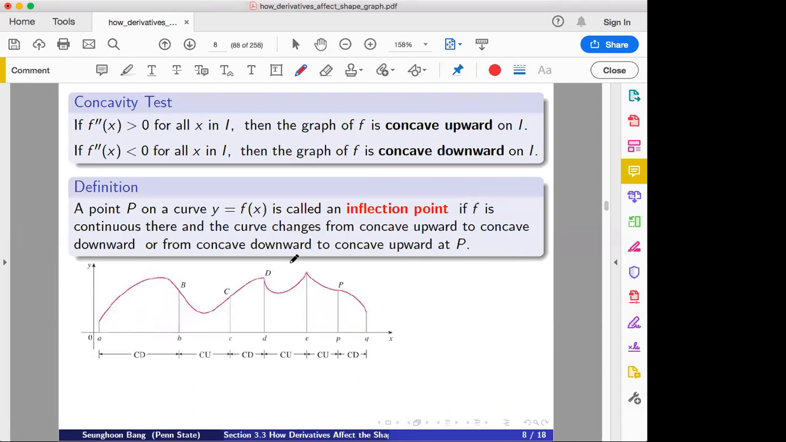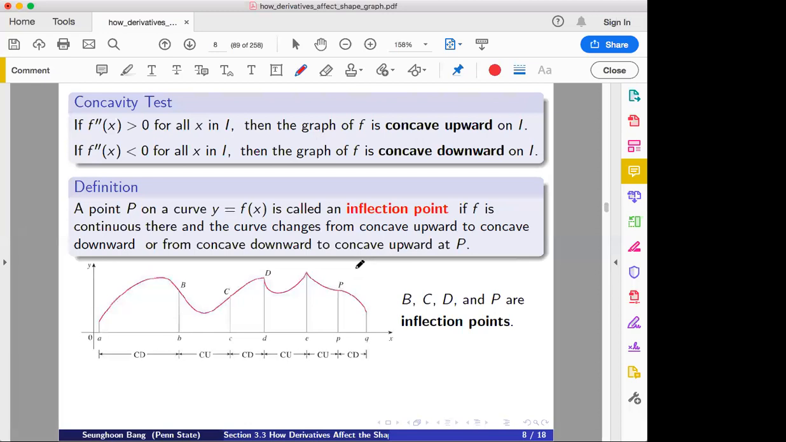What kind of points? We have concave down to up. The concavity changes at B. This is an inflection point. Concave up to down at C. C is an inflection point. Concave down to up, the concavity changed at the inflection point. The concavity changed from up to down at P, an inflection point. We have 4 inflection points.